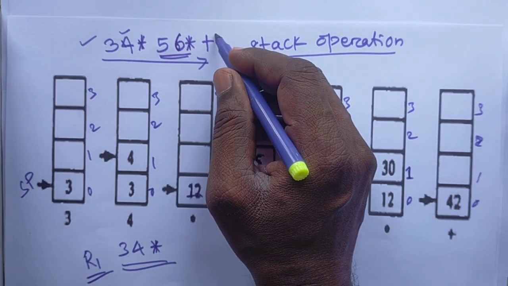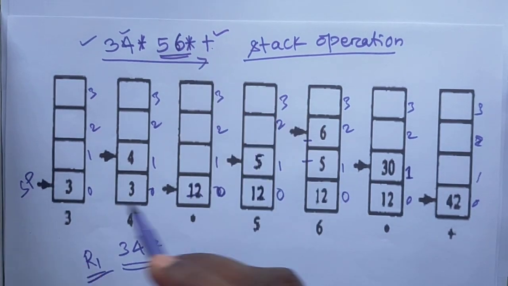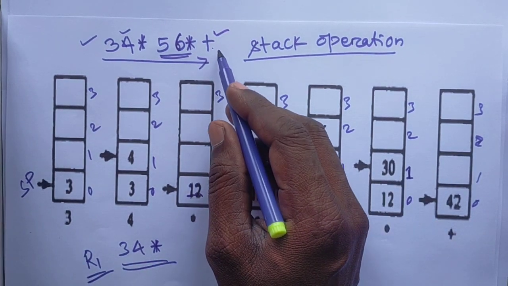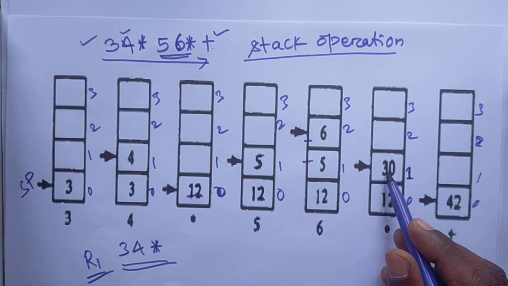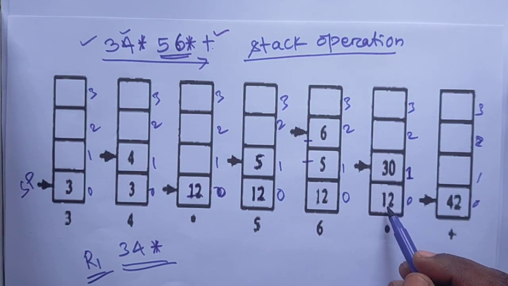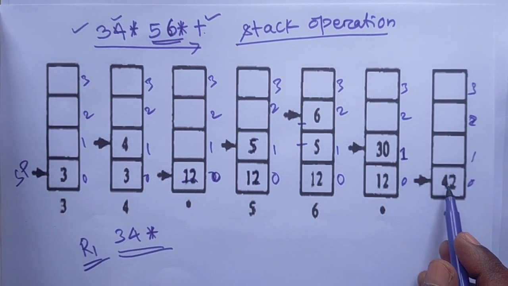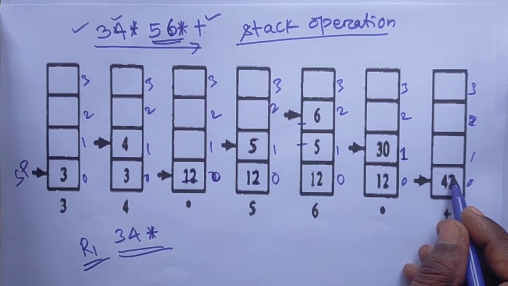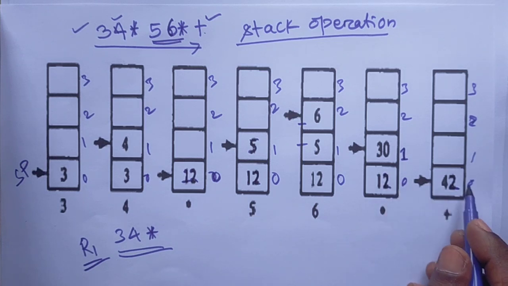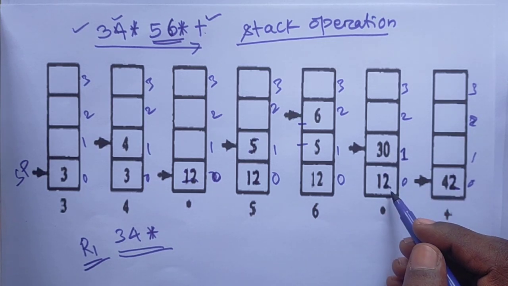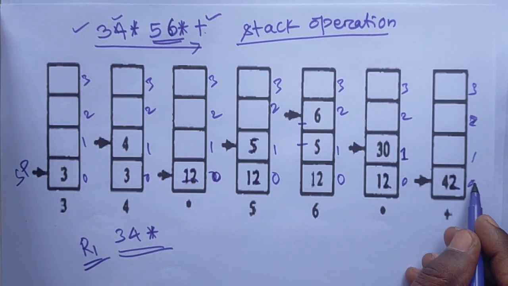Next there is another operator, that is a plus operator. Then what happens? Again we add our 2 top items, that is 12 and 30. Whenever we add 12 and 30, the result will be 42. You see, the result will be 42. This 42 is stored in what? 0 position, because 30 plus 12 is 42, so it is stored in 0 position.